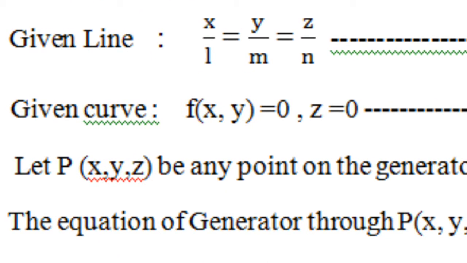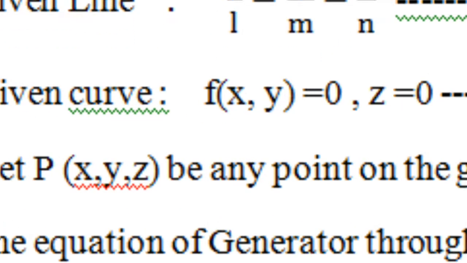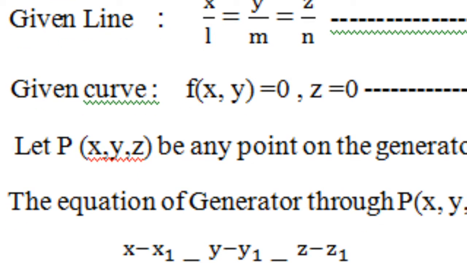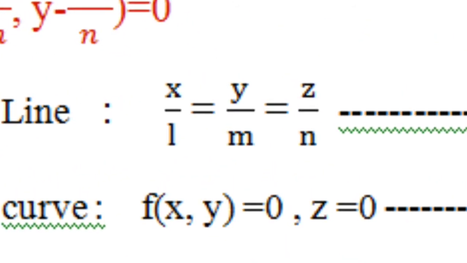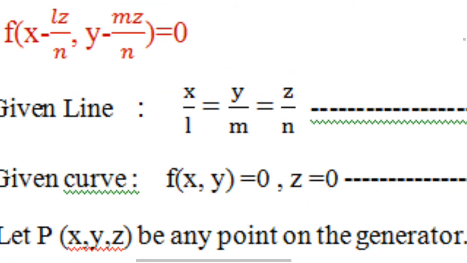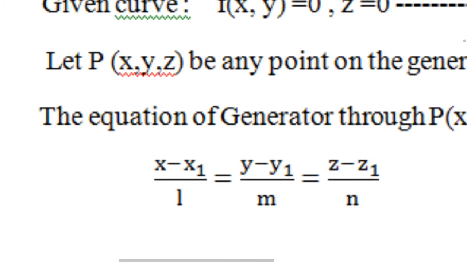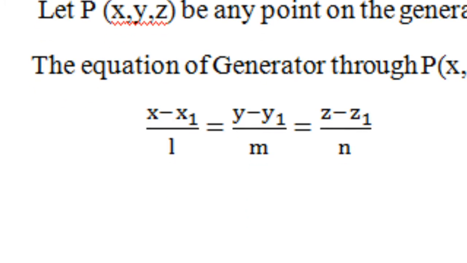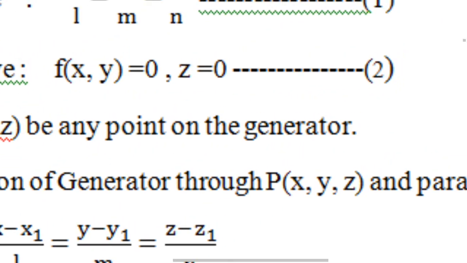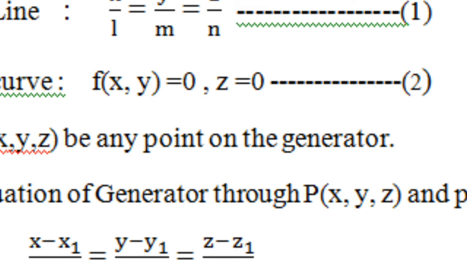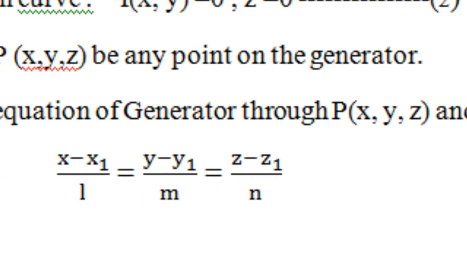You know very well that if two lines are parallel, their DRs are proportional. Now we have to find the equation of the generator passing through the point x1 y1 z1 and parallel to the line x by l equal to y by m equal to z by n. It is x minus x1 by l equal to y minus y1 by m equal to z minus z1 by n. In this equation we have to substitute the given guiding curve, f of x y equal to 0, z equal to 0. First we substitute z equal to 0 in this generator.